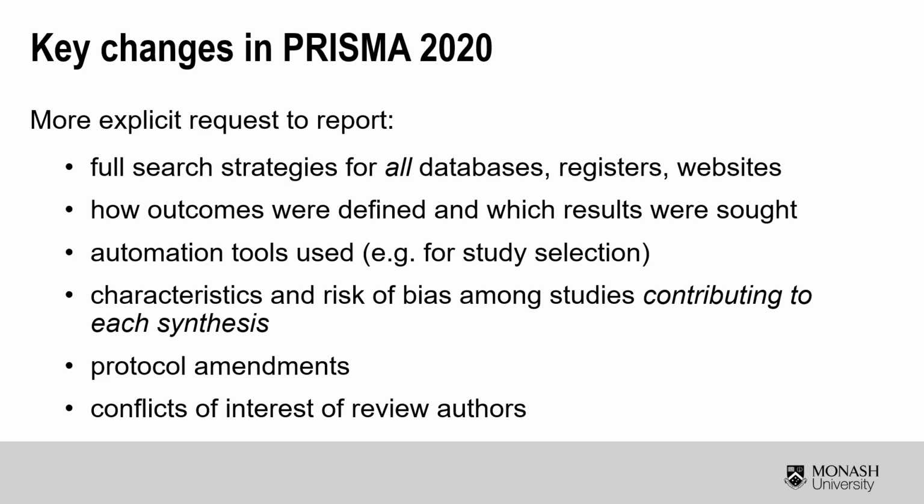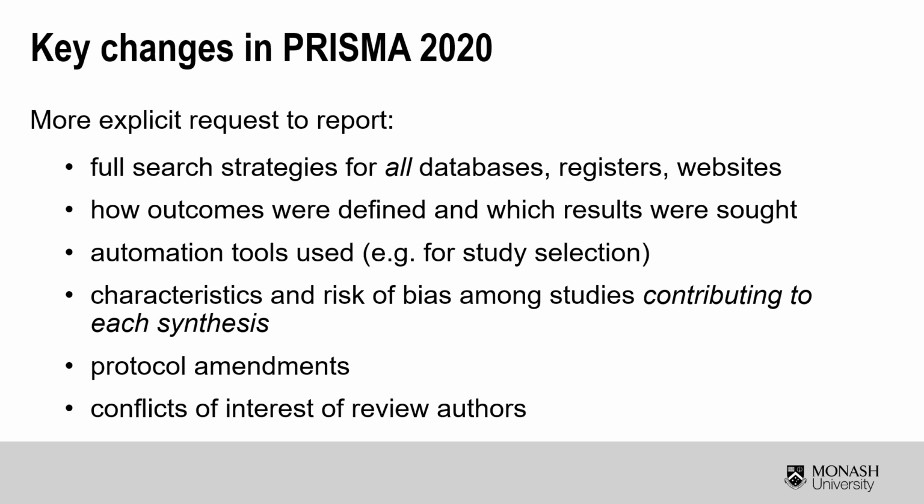We also have a more explicit request to report how outcomes were defined and which results were sought from the included studies, something which was not really fleshed out in much detail in the original PRISMA statement. There's also a more explicit request to report whether you've used any automation tools at various steps of the review process, such as for study selection or data collection.